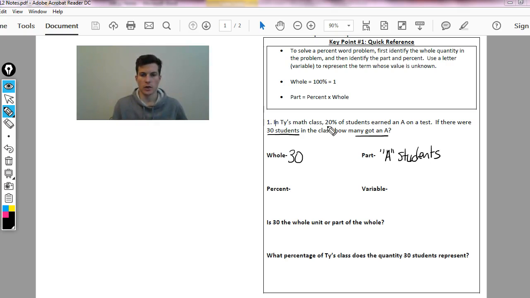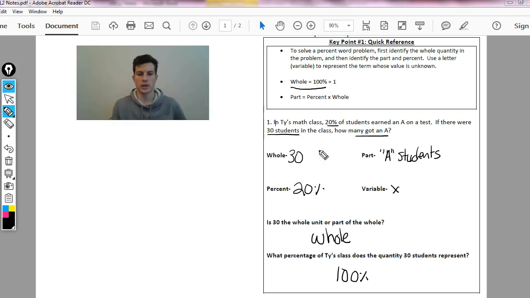What is our percent? Well, 20% of students made an A. In a variable, we can just choose any variable. Let's choose X. A couple questions. Is 30 the whole unit or part of the whole? What do you think? Good. 30 is the whole. That is the whole class. What percentage of Ty's class does the quantity 30 students represent? Good. This represents 100%. Remember up here we said a whole equals 100%. Let's move on to page 2.